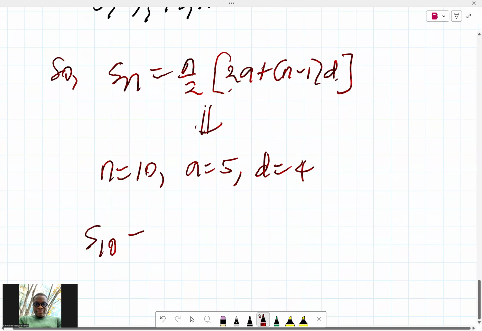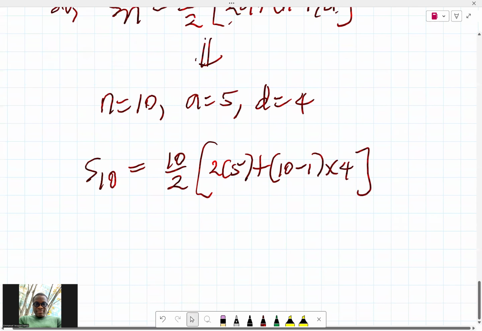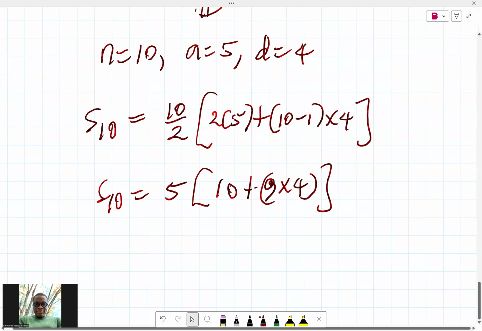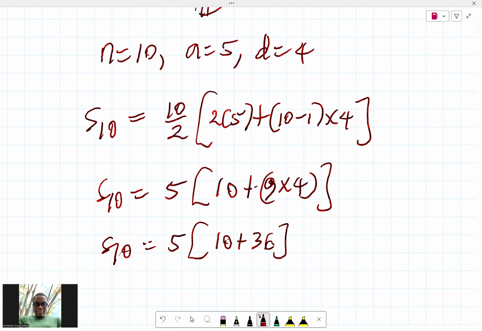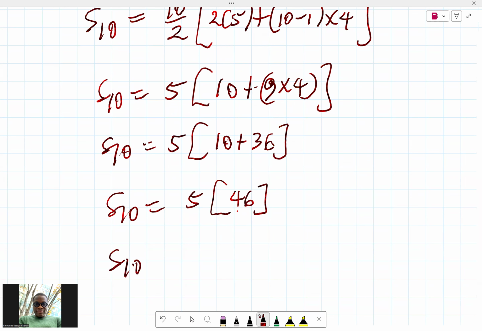So we have S10 is equal to 10 divided by 2 into 2 times 5 plus 10 minus 1 times 4. Okay? So we have S10 to be 5 into 2 times 5 is 10. Then 10 minus 1 is 9 times 4. All right? Then S10 is equal to 5 into 10 plus 9 times 4. 9 times 4 is 36. So we have S10 to be equal to 5 times 46.